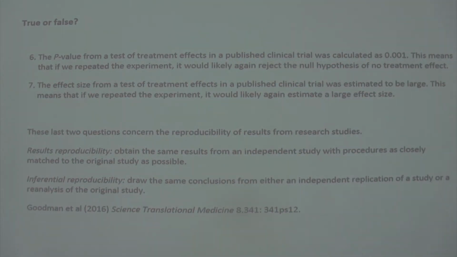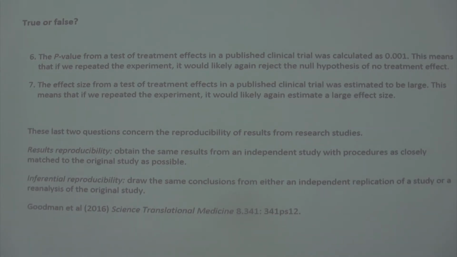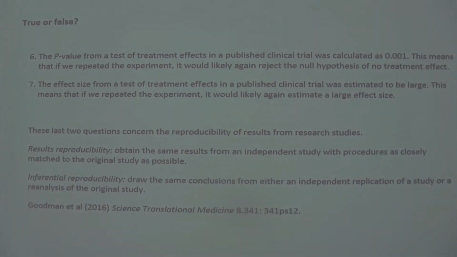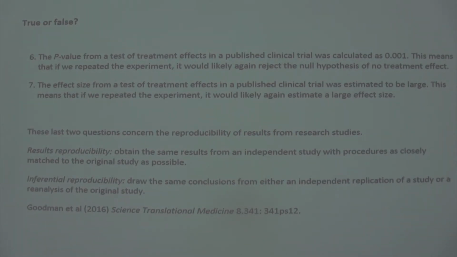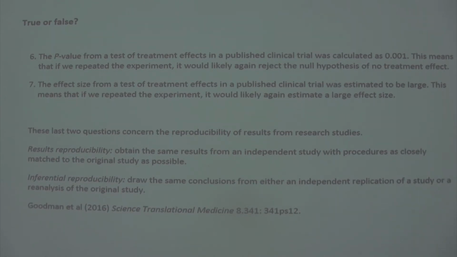The p-value from a test of treatment effects in a published clinical trial was calculated as 0.001. This means that if we repeated the experiment, it would likely again reject the null hypothesis of no treatment effect. See what I mean? Somebody did a study, P was highly significant, 0.001, it was published. If you repeated the experiment, you can assume that you would probably also reject the null hypothesis.